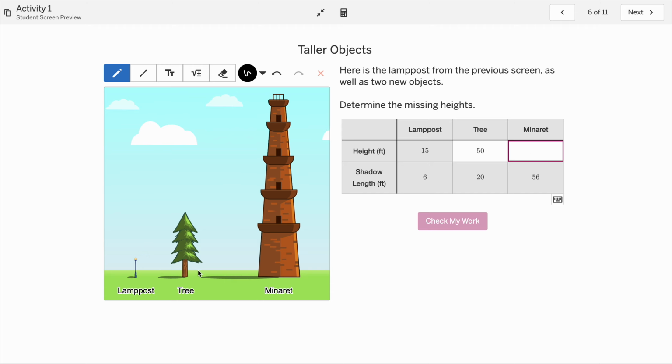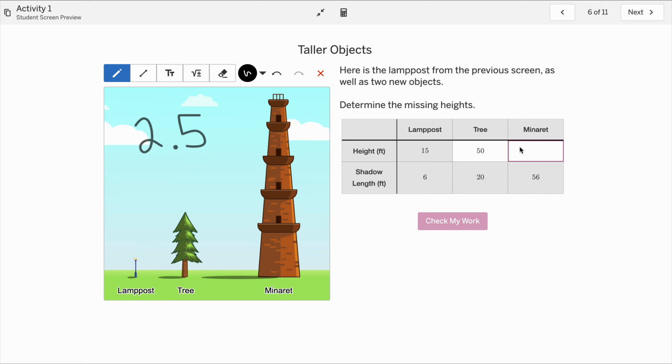And then the length of the shadow of the minaret is 56 feet. So I'm going to multiply that by my constant, which was 2.5. So I multiply 56 by 2.5. I know that 50 times 2 is 100. 6 times 2 is 12. So that is going to be 112. 50 times half is 25. 25 plus 3, because half of 6 is 3. 25 plus 3 is 28.